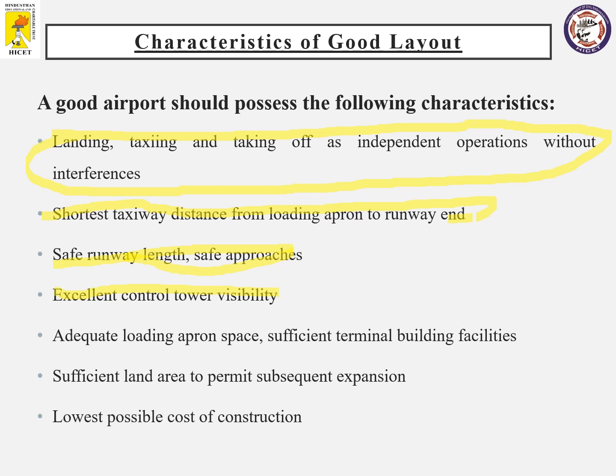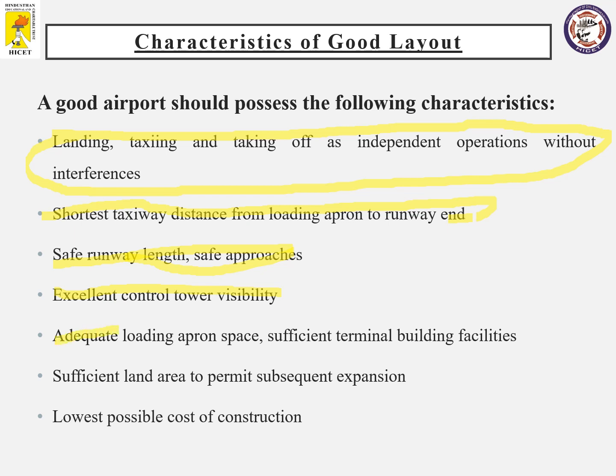And the fourth one will be your excellent control tower visibility. The control tower's visibility actually determines all the basic working parameters of an airport. If you are able to visually see everything, and there is going to be some sort of accident or any hazard, you can actually see that and it can be taken care of.